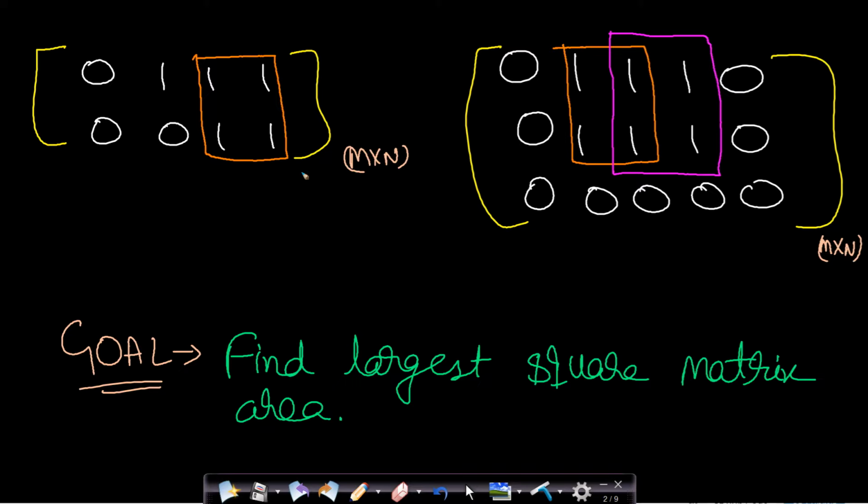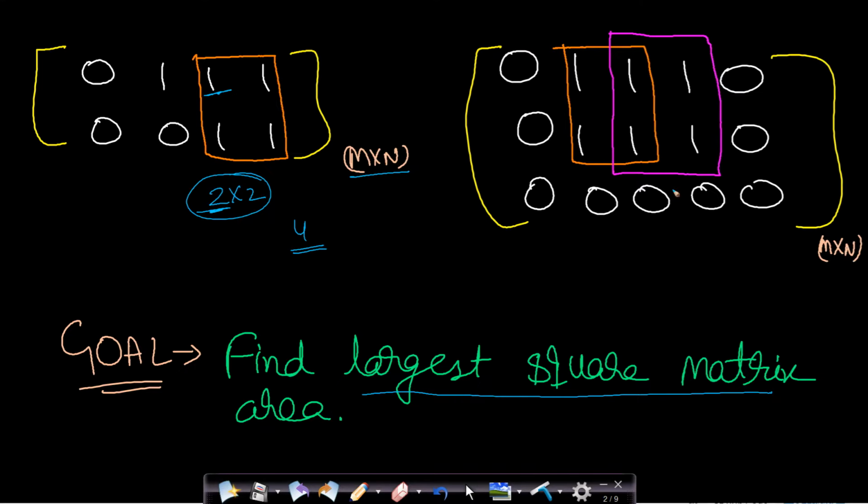The problem says that we are given an m by n binary matrix. This is a rectangular binary matrix where we need to find the largest square matrix, and the square matrix is formed only by ones. So this is a very simple problem statement. In the first example you can see that our matrix is of size 2 by 2. That is a square matrix of size 2, so we will have to return its area, that is 4.